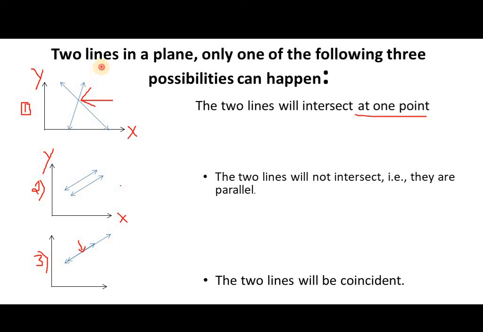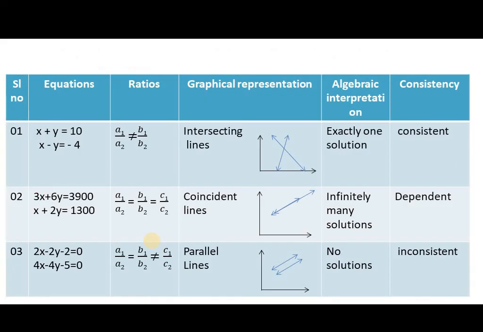So two lines in a plane, only one of the following three possibilities. The three possibilities are: two lines will intersect at one point, this is the intersecting point; the two lines lie parallel to each other; and the two lines will coincide with each other. These are the three possibilities we see when two lines lie on the plane. Let us discuss the graphical representation and algebraic interpretation of the equations. See, in the three cases we have three different pairs of linear equations.